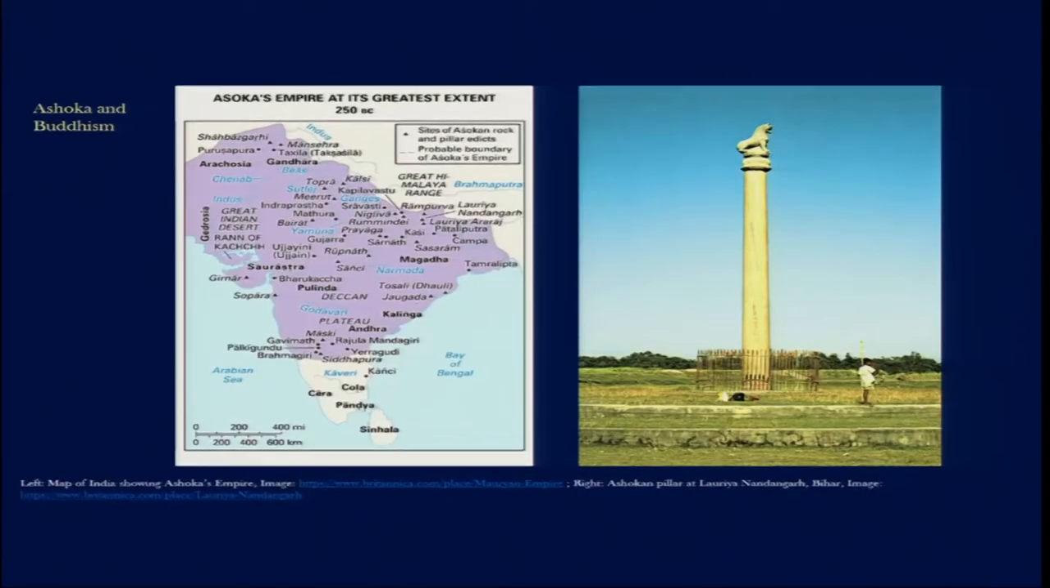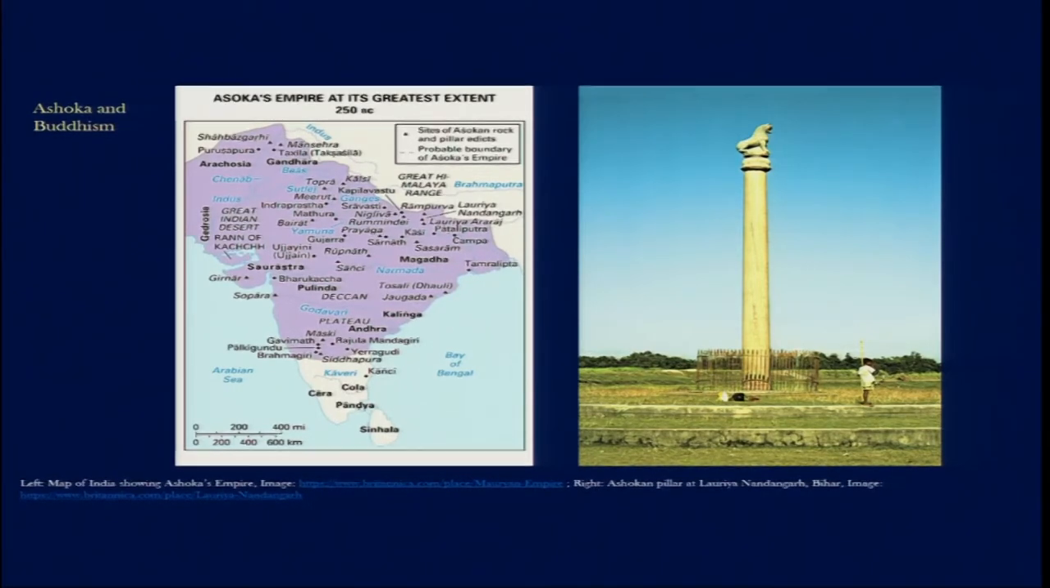And we have an image of a map on the left side of our screen, where we find a map that shows the extent of Emperor Ashoka's kingdom, and that shows something about how far his political boundaries and the reach of his preaching of Dharma went.